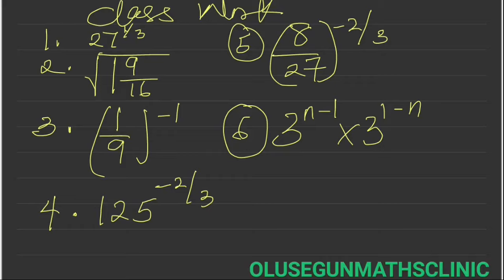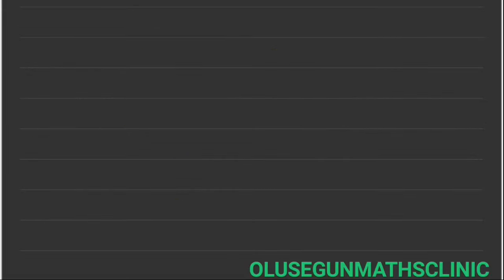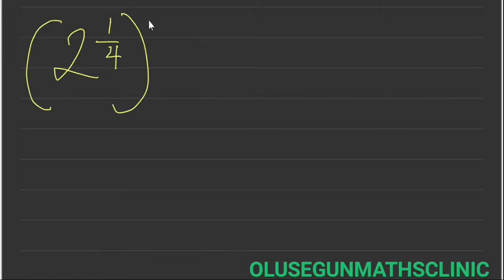So let's have another example. For example, we were given a question like this. Let me have 2 whole number 1/4 all raised to power 1 whole number 1/2. We are to solve this question. It has been arranged already. We have 2 whole number 1/4 all raised to power 1 whole number 1/2.